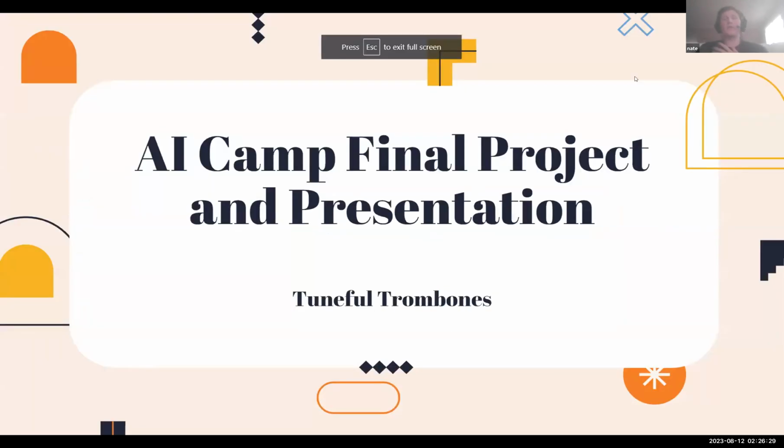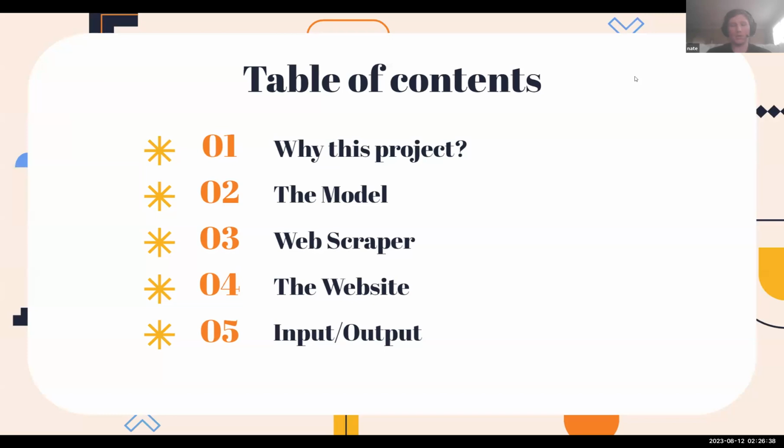All right, we're the Tuneful Trombones, and here's our AI Camp final project and presentation. We were in the NLP side of stuff, so not computer vision or anything. Here's our table of contents. This is what we're going to be going over. First of all, why did we choose this project? The model we used for it, the web scraper we used for it, the website we had to make, and the inputs and outputs of it.